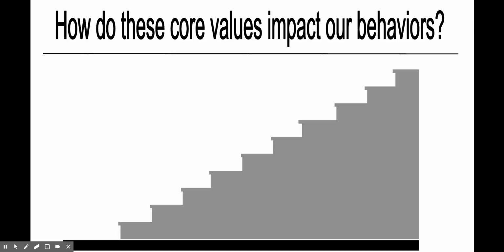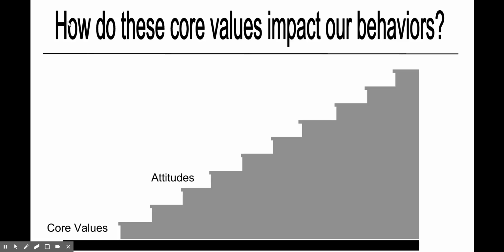How do these core values impact our behaviors? Well, I want you to think about this question from the perspective or the analogy of a staircase. At the bottom of the staircase are your core values. They are the foundation that guide your decision-making processes and your behaviors.